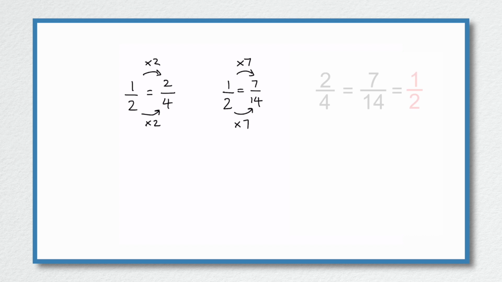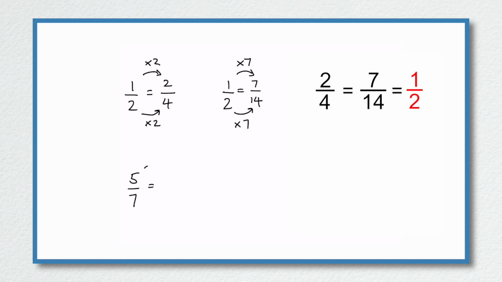So if we look at a half, if I was to multiply the numerator and the denominator by 2, I end up with 2/4. If I was to multiply the numerator and the denominator by 7, I end up with 7/14. So I've generated 2 equivalent fractions that are equal to a half, that is 2/4 and 7/14. And we know they are equivalent because the denominator is 2 times greater than the numerator.